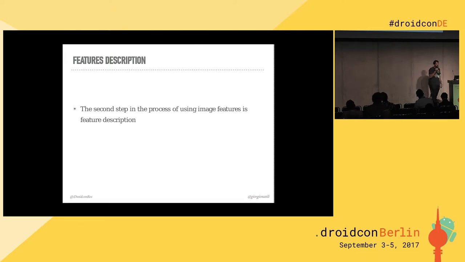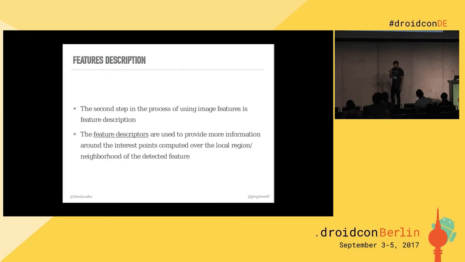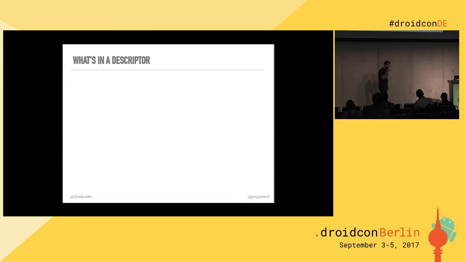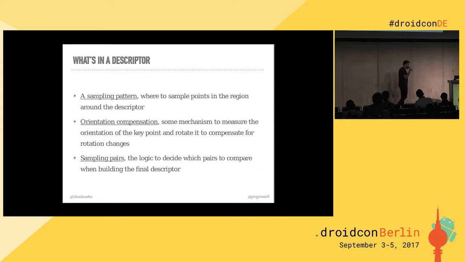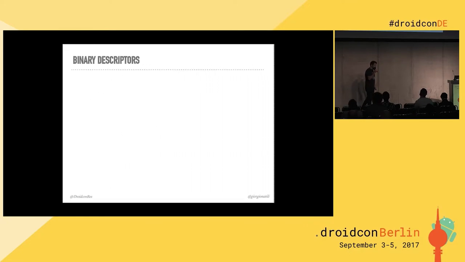The description of a feature is the data that you get back. Once you have all your features, you start to process them and understand what is in them. You do this through feature descriptors. There are a lot of feature descriptors. All of them contain a sampling pattern, orientation compensation, and sampling pairs. You try to pair the feature that you detected with something else to understand if you recognize an object correctly or not. The important thing is that there are several descriptors.